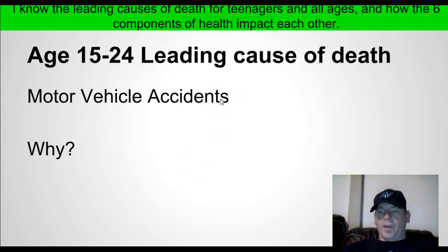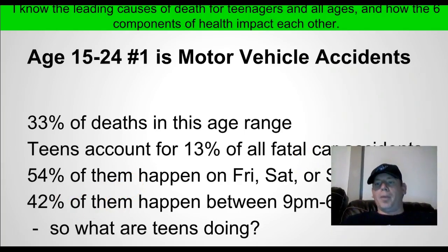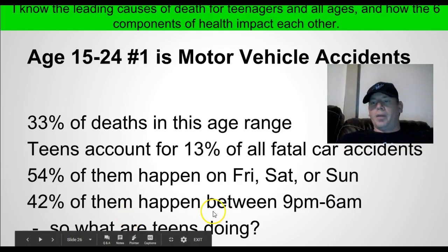Why is it that motor vehicle accidents, and we hinted on that last time, and here are some simple facts in regards to that. One third of the deaths in this age range, between 15 and 24, are due to motor vehicle accidents. That's significant. Teens account for 13% of all fatal car accidents. 54% of them happen on the weekend, and 42% between a certain time period that's down there at the bottom. And we can probably have an idea of what people are doing late at night or on the weekends to make these poor decisions. You can probably figure that out.